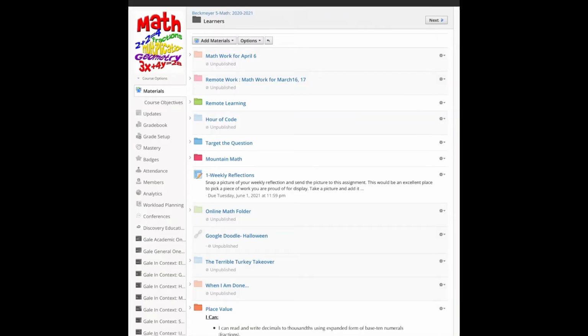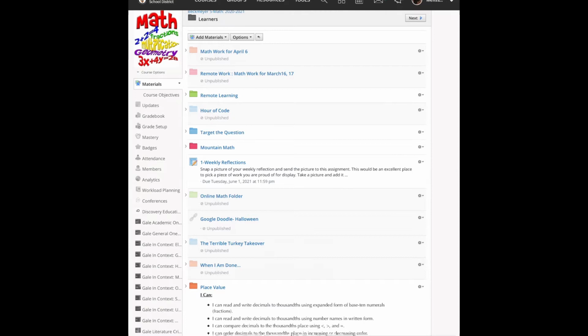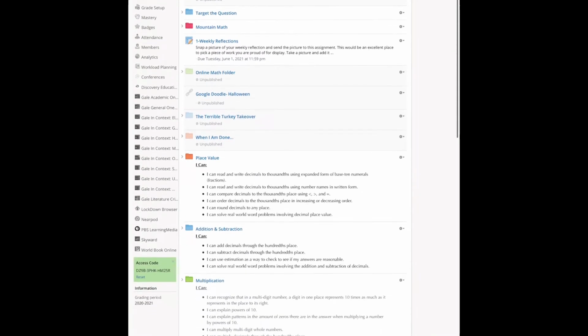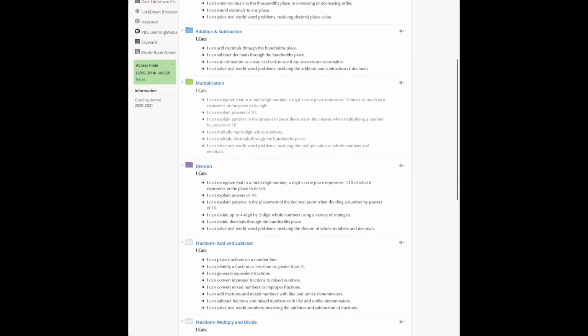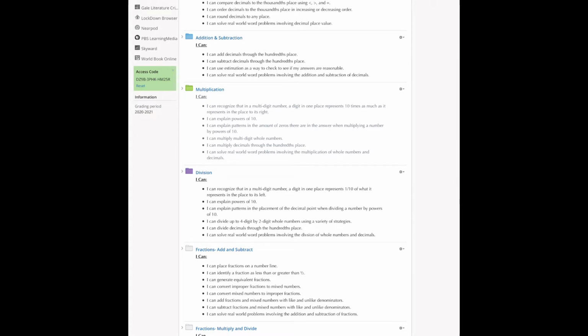Once the learner folder opens up, my screen looks a little bit different than yours is going to look because I have lots of things in the background here that we're going to be using a little bit later on. But what you need to worry about are the unit place value folders. Everything you see here are the folders for each of the units we're going to be doing in math this year. So we're going to be starting with place value. And as you can see, for each one of these units, we have an I can statement paragraph that explains what it is we're going to be using and learning in that particular unit.